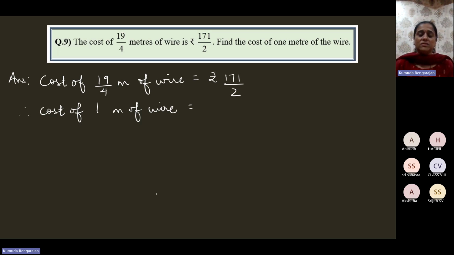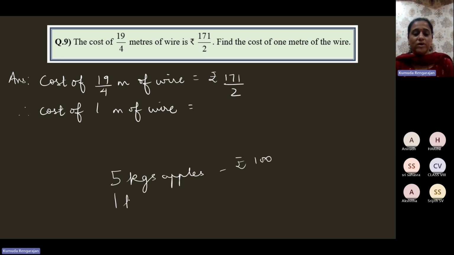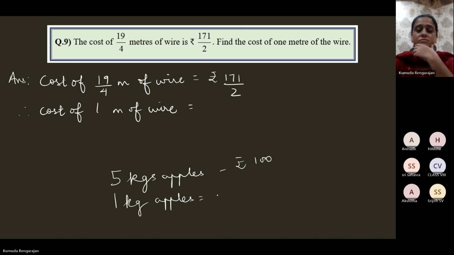So imagine or consider this situation: 5 kgs of apples cost rupees 100. Then what will be the cost of 1 kg of apples? 5 kgs of apples cost 100 rupees, then 1 kg of apples will cost 20. How do you get that answer 20?